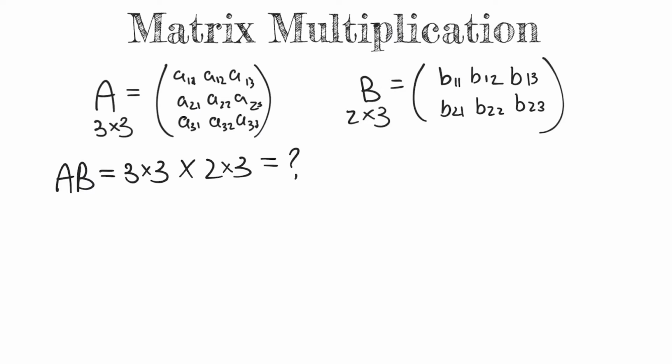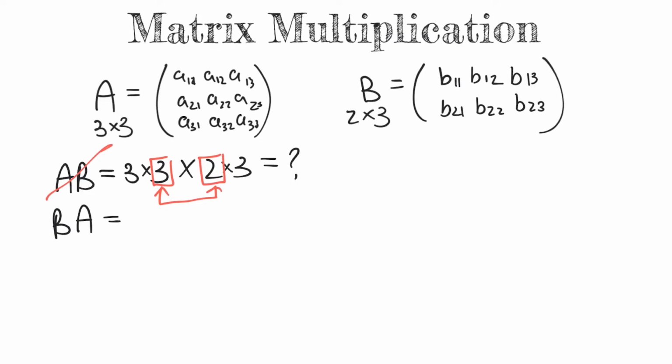The thing is, we cannot multiply matrix A by matrix B. The reason is that the number of columns in matrix A does not equal the number of rows in matrix B, and that is a necessary condition for us to be able to multiply two matrices. So for this to work, we need to flip things around and multiply matrix B by matrix A.